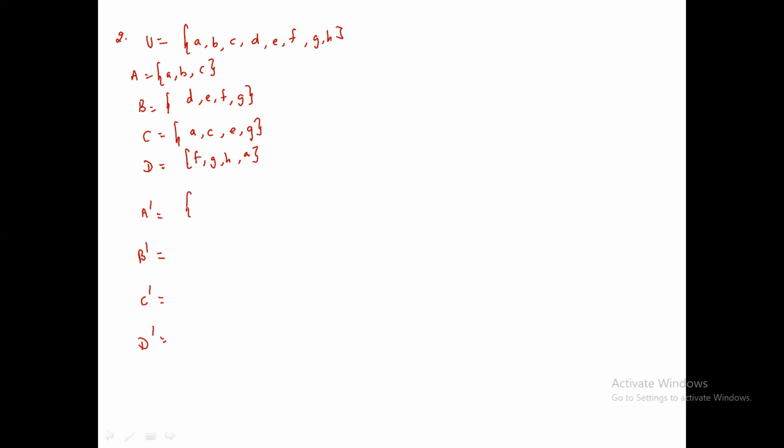A complement means in the set U, forget or remove A, that is A, B, C. Left is D, E, F, G, H. B complement means from the set U, remove D, E, F, G. So left is A, B, C, H. C complement is from the U, remove the set C: A, C, E, G. So left is B, D, F, H.